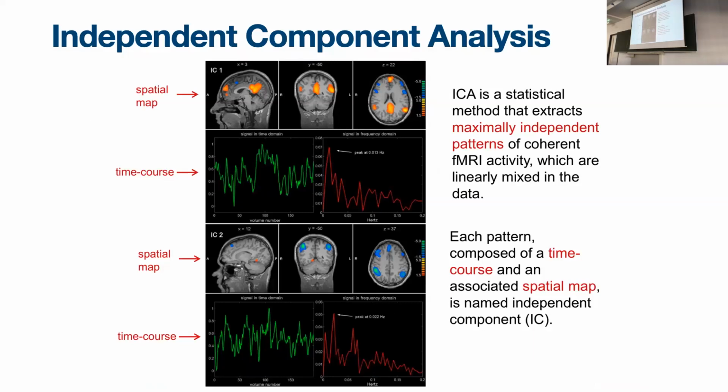Here I'm showing two components. Their spatial map is here and their time course is here. Again, a spatial map is here and a time course is here. Usually when you do this sort of analysis, say you have a run of 300 time points, you can get out something like 100 different components.